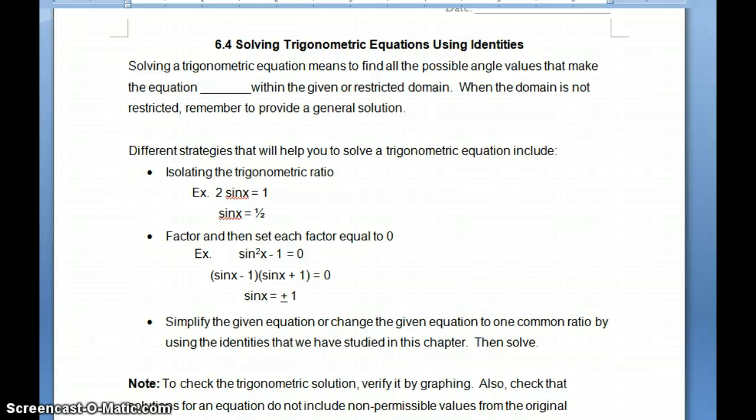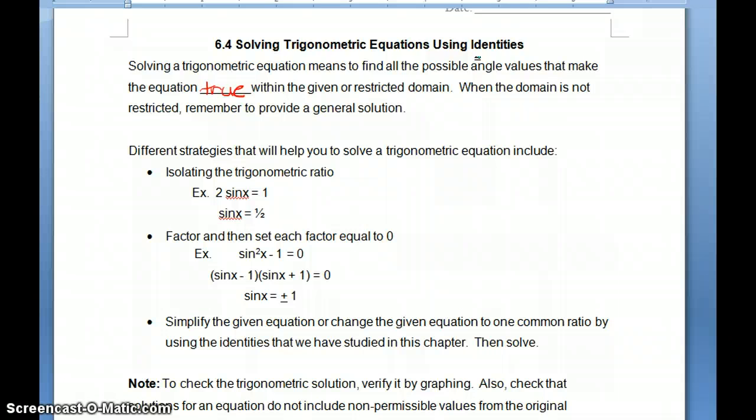When we're solving a trigonometric equation, this means to find the possible value or angle values that make the equation true. You've probably written that down at least 5 or 6 times by now, so make sure that you find those values where it makes the equation true within the given or stated restricted domain. And when you're not given one, remember to provide a general solution. If they give you a restriction, you just have to find those values in between there. But if they don't list one or they ask for a general solution, then that is when you're going to make your general solution.